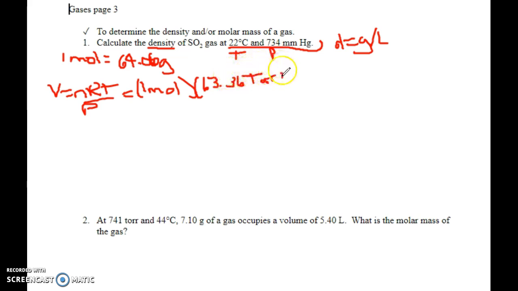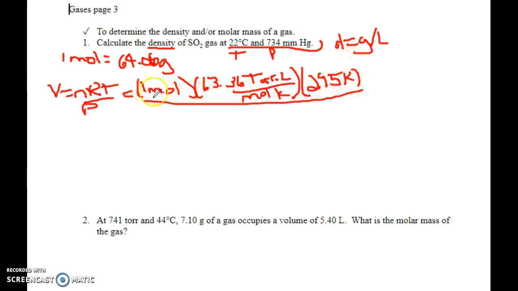liter per mole Kelvin. I'm going to do 22 plus 273, and I can do that kind of separately, 295 K, and I can write it in either way, it doesn't matter. And my 734 torr. So remember, torr is the same as millimeters of mercury. So again, all my units should cancel except for liters.